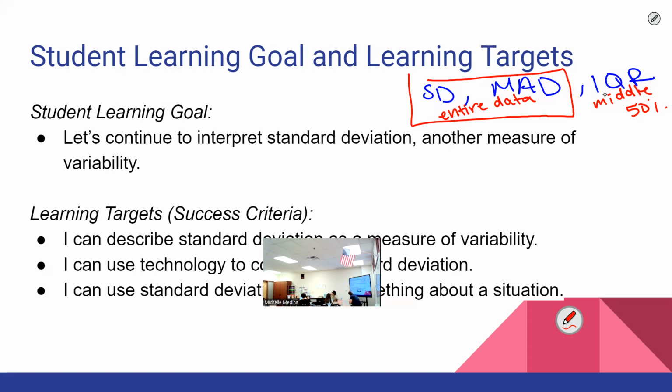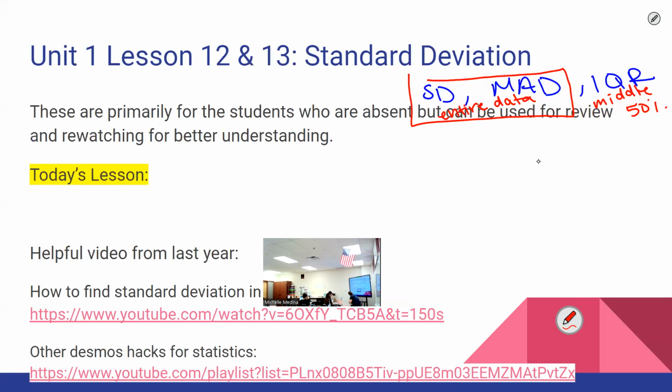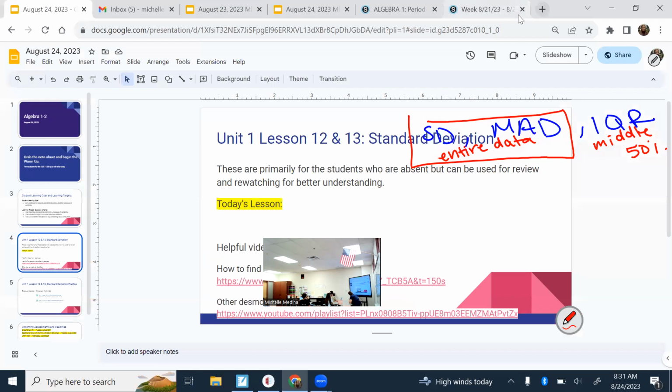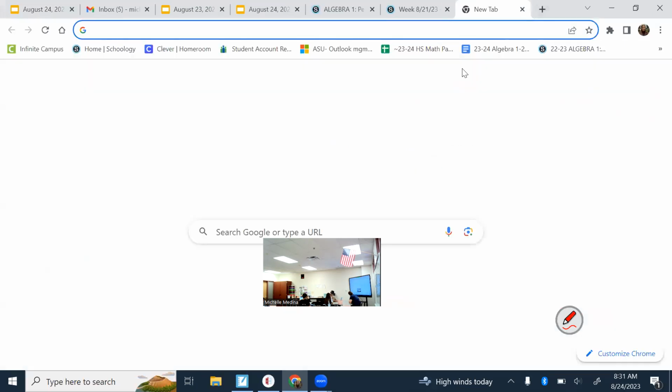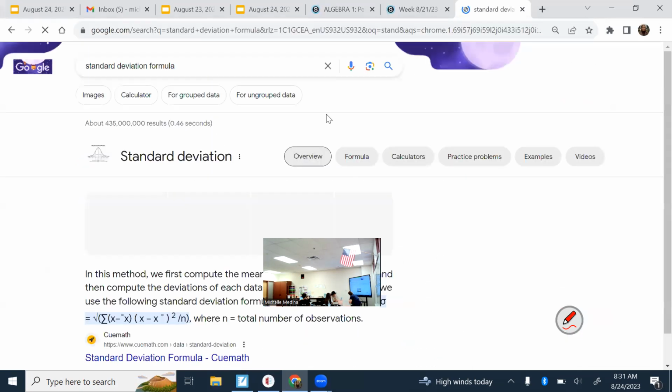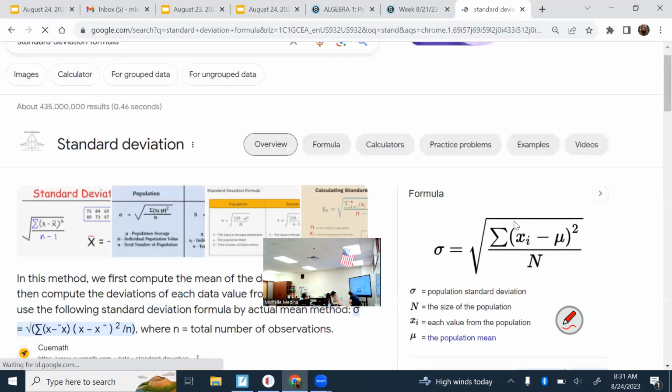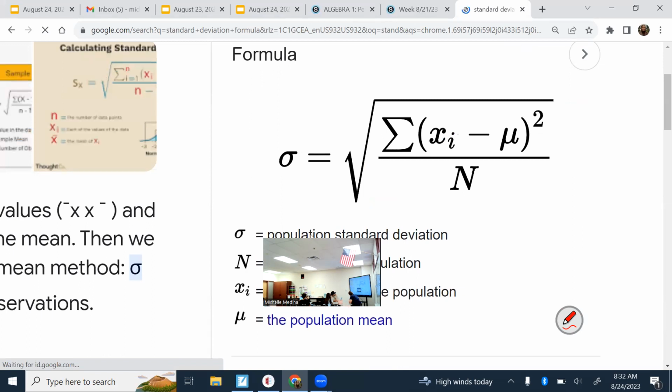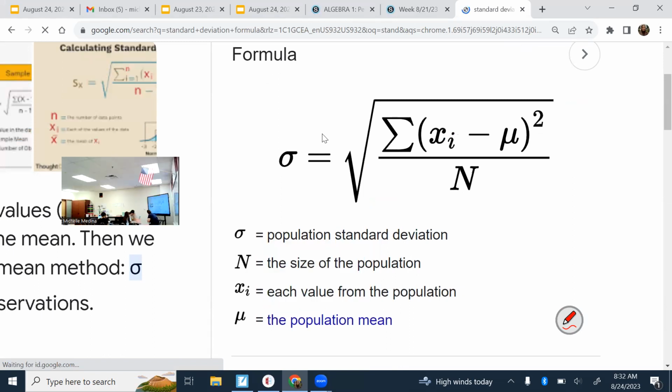So let me show you again. We talked about how MAD and mean have a relationship because they both use the mean when you're calculating it. Let me show you the formula for standard deviation. All right, it's a big long formula. That's why we don't even bother trying to make you calculate it by hand. It's a long process. In the past, when my students had to calculate it by hand, it would take like the entire day just to get one answer.